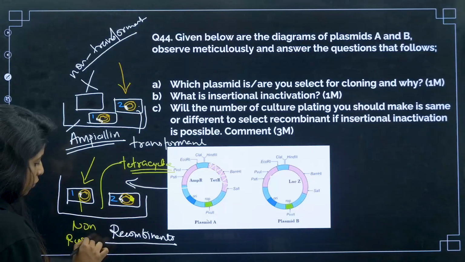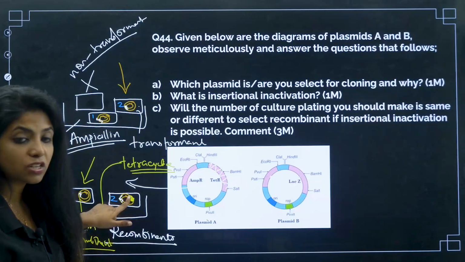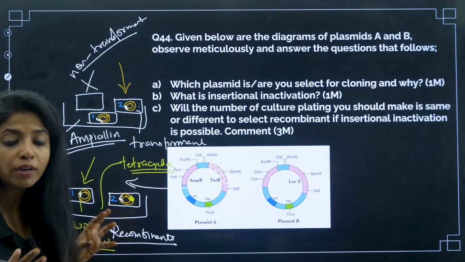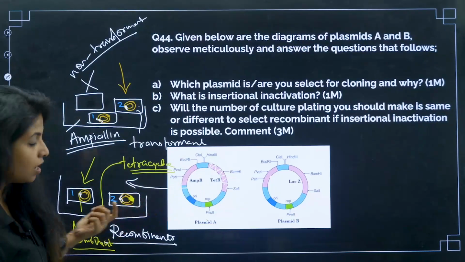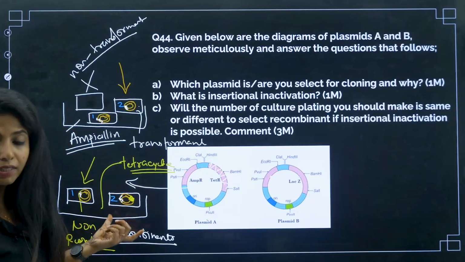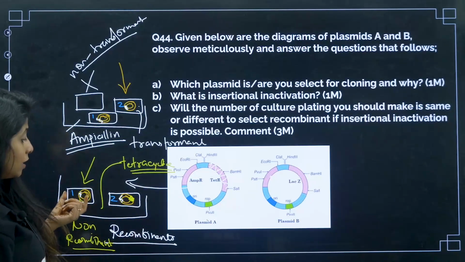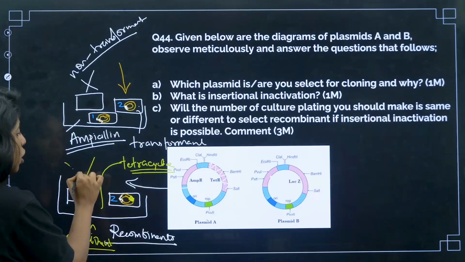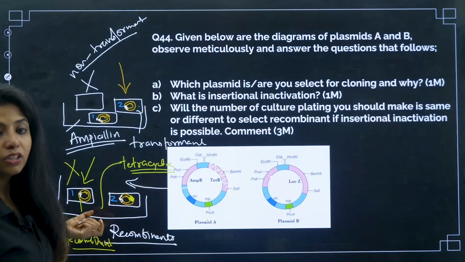Why, my dear children, is it a non-recombinant? Because the one that has the gene of interest would not be able to grow in here. Why? Because it has lost the tetracycline resistant gene. So it won't be resistant to tetracycline. It won't be able to survive much. It won't be able to divide. So the one that is able to survive is a non-recombinant, since it has not taken up the gene of interest.